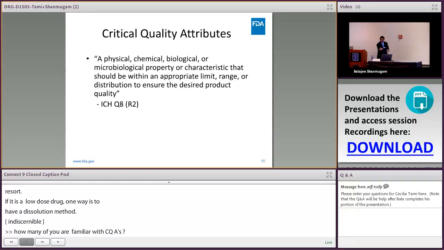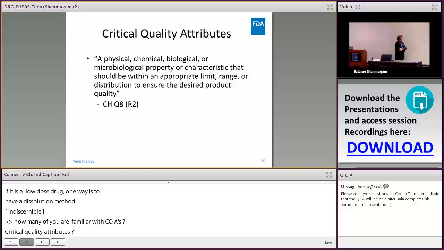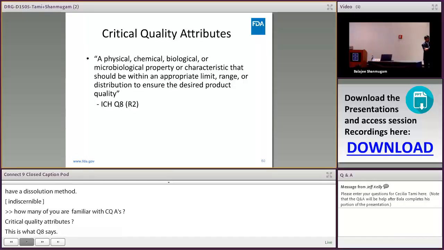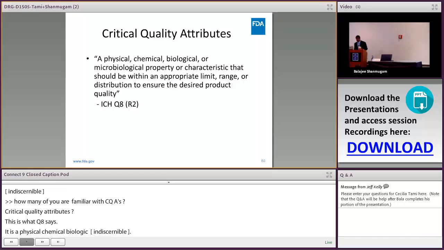Okay, so this is what Q8 says. It's a physical, chemical, biological, or microbiological property or characteristic that should be within an appropriate limit, range, or distribution to ensure the desired product quality. And this actually shifts from where you are in phase 1 to when you get to phase 2 and you have a deeper understanding of your process and the formulation and manufacturing process.